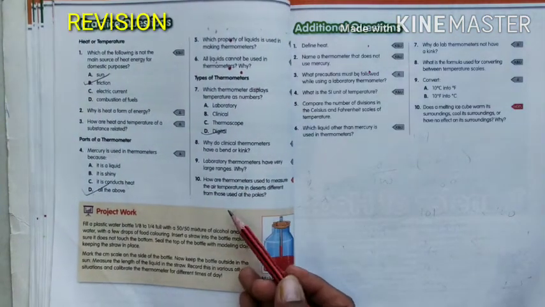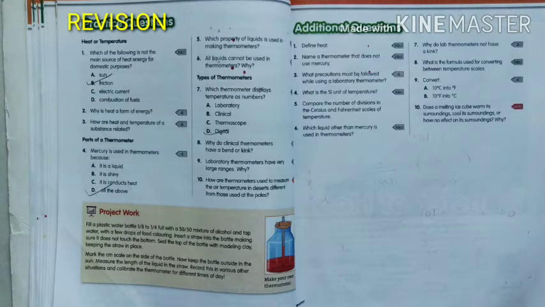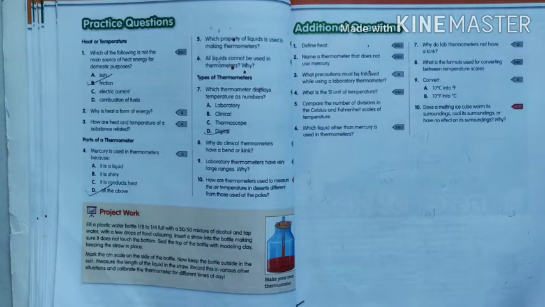And 10th question, how are thermometers used to measure the air temperature in deserts different from those used at the poles? So the thermometers used to measure the air temperature in deserts have wide ranges, but the thermometers used at the poles need not measure such a wide range of temperature.